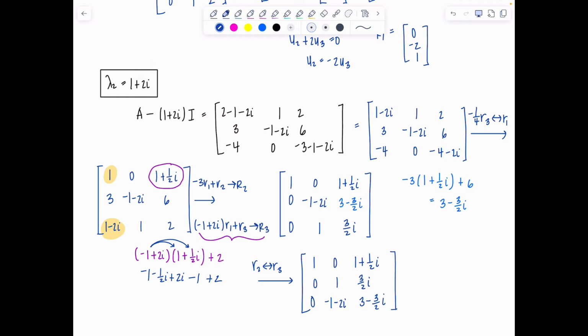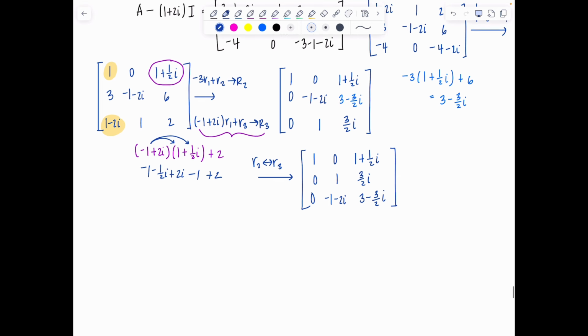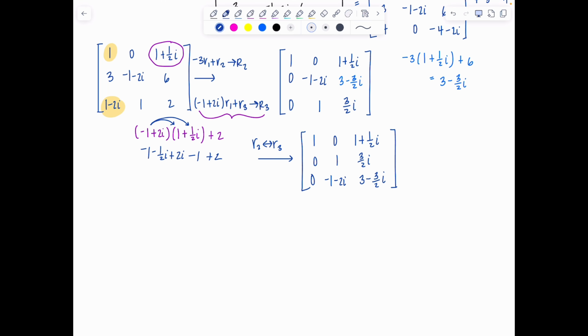All right, the worst is certainly done, guys. We're almost there. What's the next step? Yes. So we'll take positive 1 plus 2i times row 2 plus row 3. That's my new row 3. And that should do it. Okay. Yeah. It's all zeros now, yeah? So 1, 0, 1 plus 1 half i, 0, 1, 3 halves i, 0, 0, and this better be a 0. Do we want to check or we're good? No, we're good.